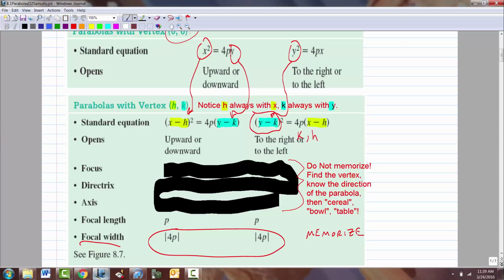Why do I have this blackened out? Because it's a bunch of what? Letters and formula junk, and it's no Serial Bowl Table. Serial Bowl Table will take care of everything, make everything very easy. So again, like I said, this is supposed to be memorized, and it was the exact same form we used last year. So it's all good.